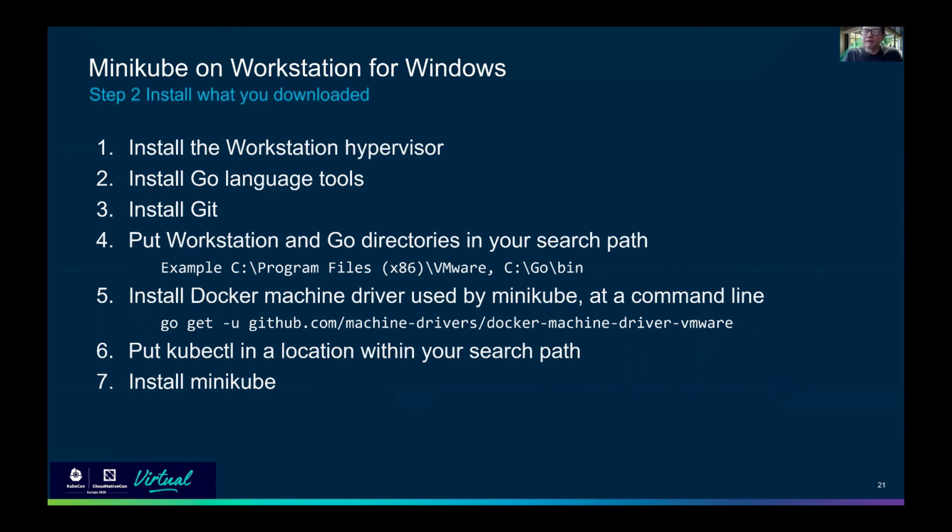From your collection of downloads, start by installing the hypervisor, then Golang, git. Finally, build a driver from the Golang source, install kubectl, and then Minikube. These downloads are installer packages, so they're pretty simple to figure out. I'm not going to make you watch step by step with these installs. Just find the installers that you downloaded and install them in the order here. You should be fine.